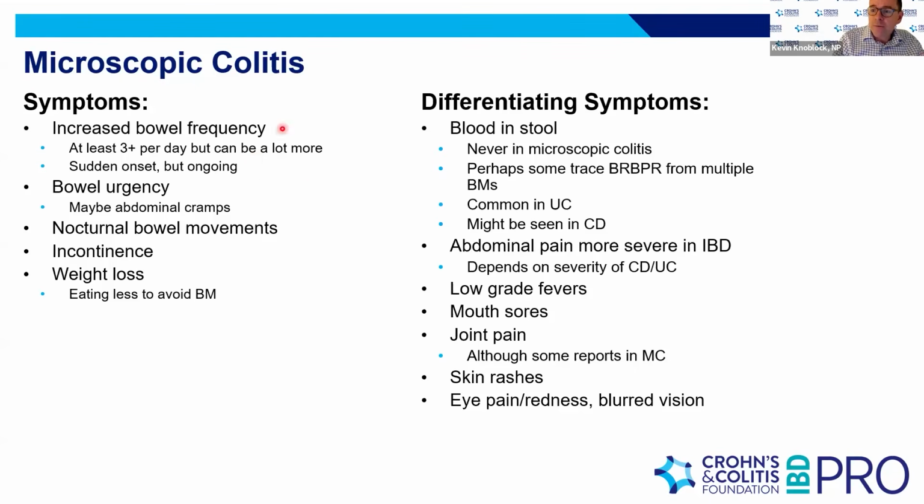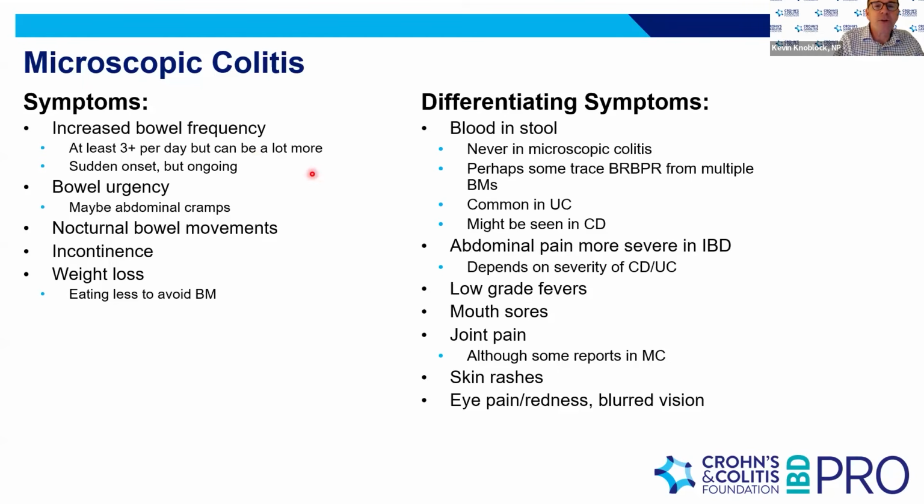For each of our diagnoses, I wanted to separate the generic symptoms that might be common to IBD plus the differential. Blood in stool: are we going to see blood in microscopic colitis? No, we should not by any means. Maybe there's some trace blood. If they're having multiple bowel movements, they're seeing some trace on the paper. Maybe they even have a hemorrhoid.